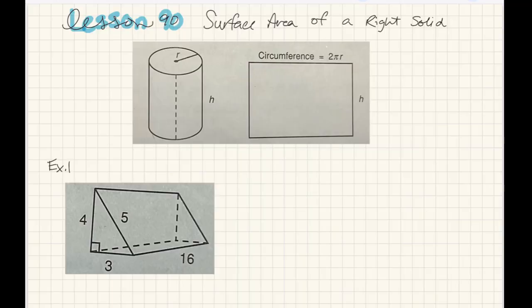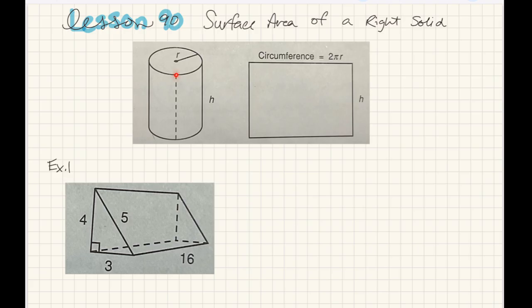Today we are going to do lesson 90, surface area of a right solid. So if we have a cylinder shape, we know to find volume, we're going to take the area of the base and then multiply it by the height. Well, to find surface area of that same cylinder, we would need to take the area of the circle on top, but we also have one of those circles on bottom. So we're actually going to take the area of both the top and the bottom.